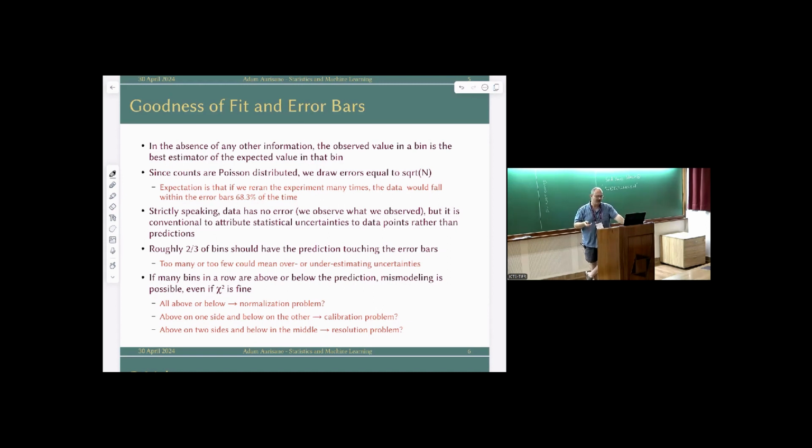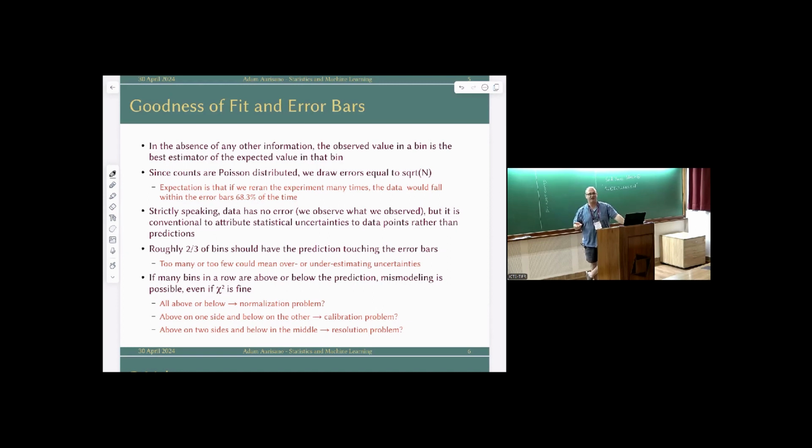The other thing is that roughly 2/3 of the bins should be touching the prediction, right? Do the error bars touch your prediction? If your error bars are reasonably well estimated and your points really did come from the distribution in question, then you would expect about 1/3 of your data points not to be touching the prediction. This is just saying that 68.3% of the time, the true value should be within the error bars. So that means that 1/3 of the time, they shouldn't be.